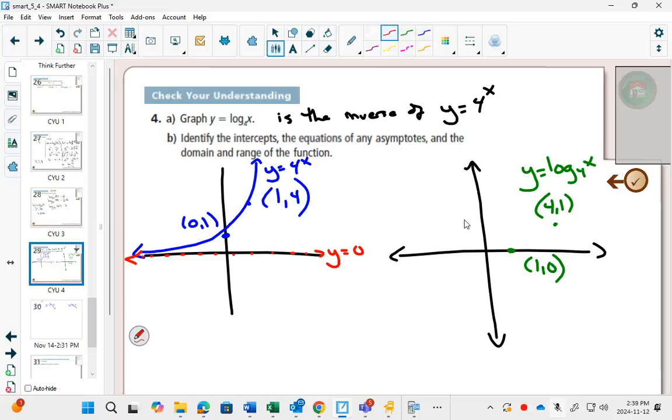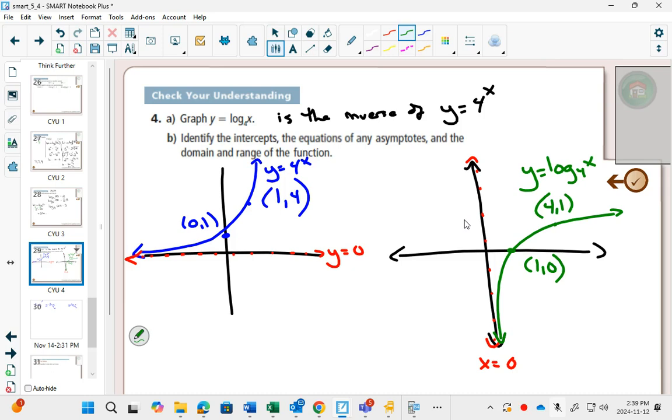Even the asymptote has the x's and y's switched. So we have the asymptote at y equals 0. If you switched x and y, well, the y would become an x. And then you would just have x equals 0. And this is the shape of every log graph.